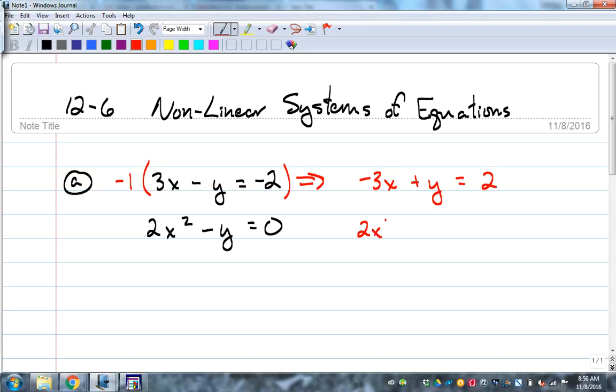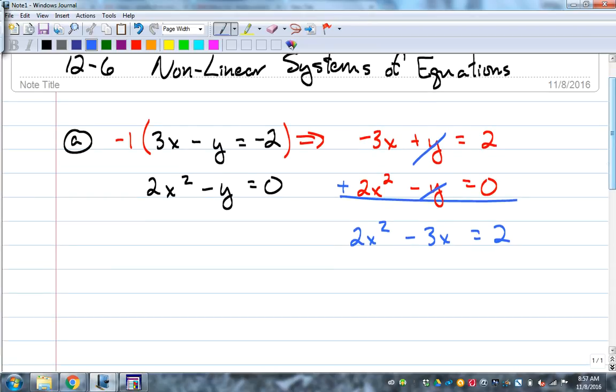And then I'm going to have 2x squared minus y is equal to 0. And then when I add those two equations together, the y's cancel out. I get 2x squared minus 3x is equal to 2, which is a quadratic equation. And if I'm going to solve a quadratic equation, what do I have to get it equal to? 0. So let's get that equal to 0.